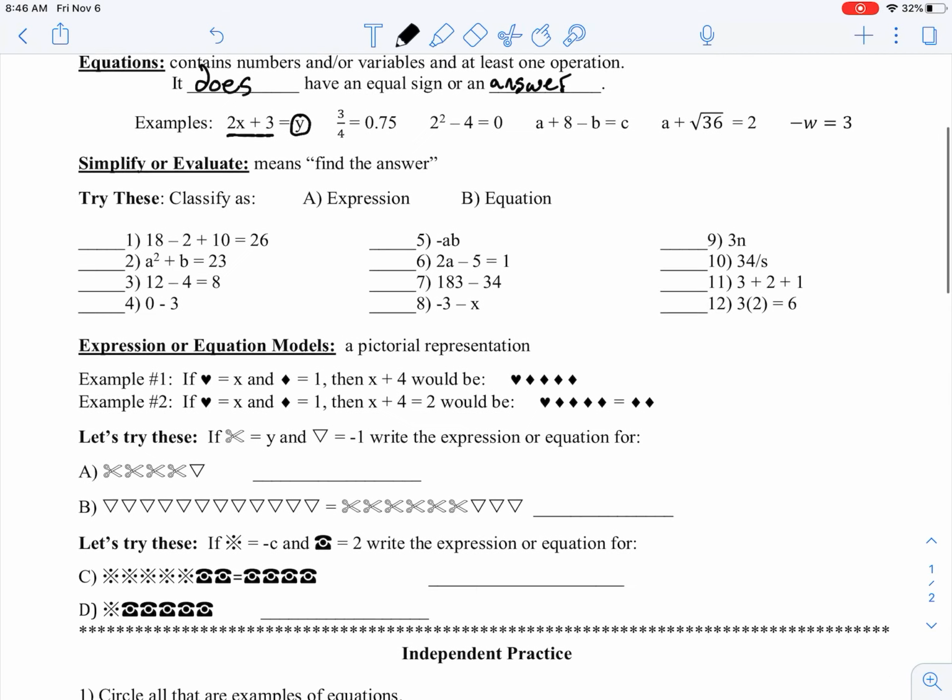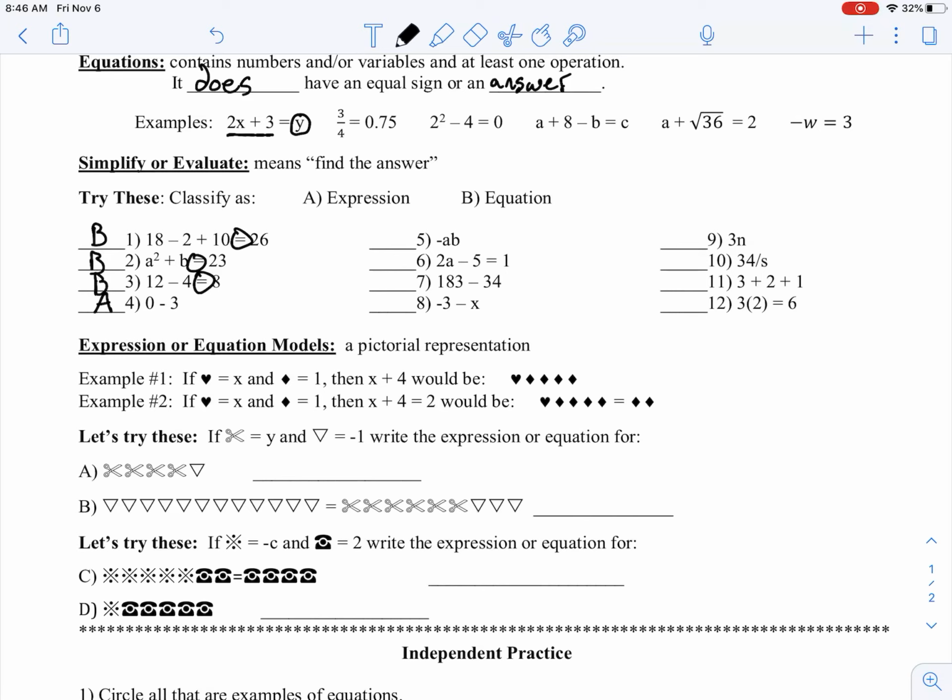All right, so to simplify or evaluate, remember, means to find the answer. So we're going to classify these as either expressions or equations. So number one, all we have to do here is look for an equal sign. We have an equal sign for number one, so that would make this an equation. There's an equal sign for number two, so once again, an equation, and that's all we're searching for here. Number 4 here, 0 minus 3, well, there's no equal sign and there's no answer after that equal sign, so this is just a simple expression.